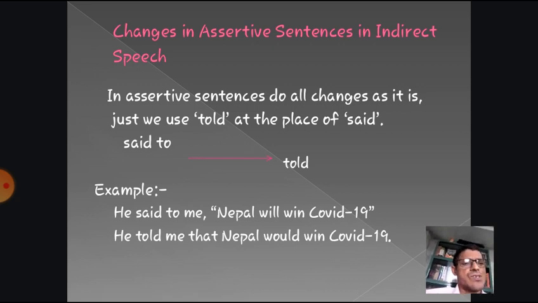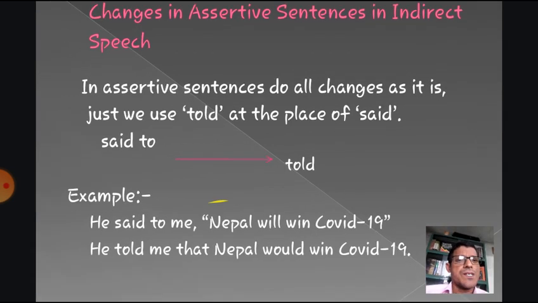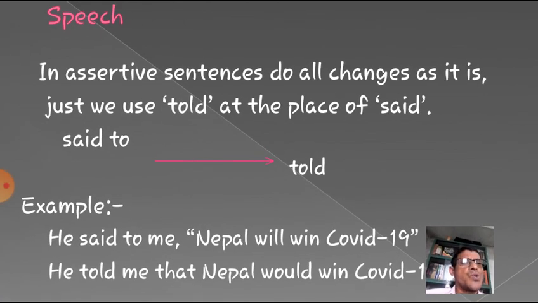As I just said, there are four types of sentences. Among them, the first one I'm talking about is assertive sentence. So whenever changing the assertive sentence into indirect speech, you should keep in mind what we should do. In an assertive sentence, do all changes as they are. Just we should use told in the place of said.